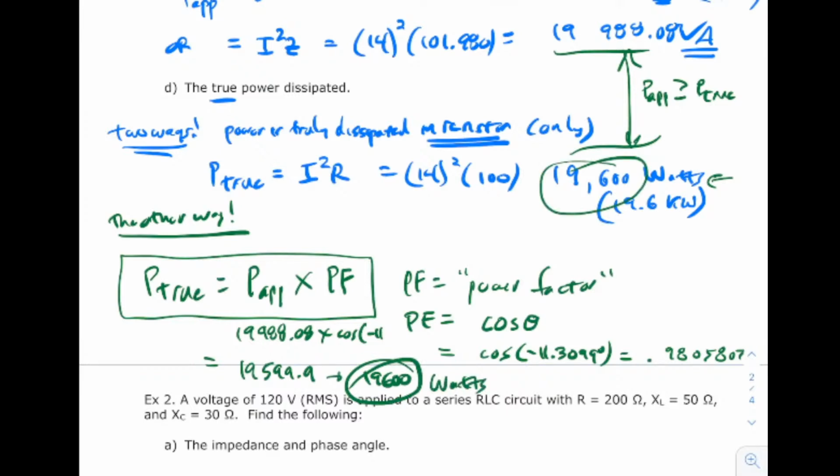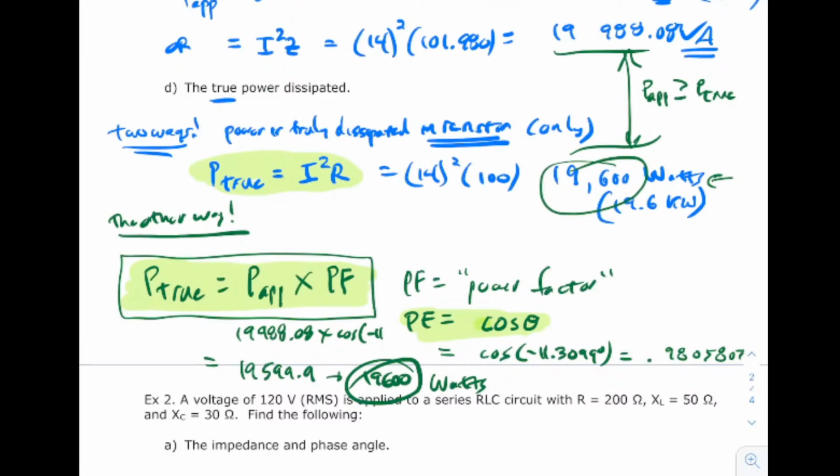So you've got two choices on how to find the true power dissipated in a series circuit like this. One way is to take I squared times the R, using just the R, not the Z, because the R is where the dissipation is. Or, this is a formula you need to know because it's going to happen all over the place. You can get the true power by taking the apparent power times the power factor. What's the power factor? The power factor is the cosine of the phase angle. Ain't that something?